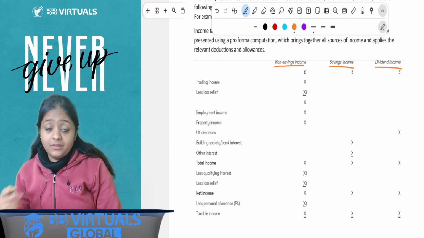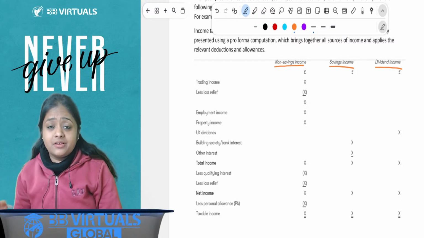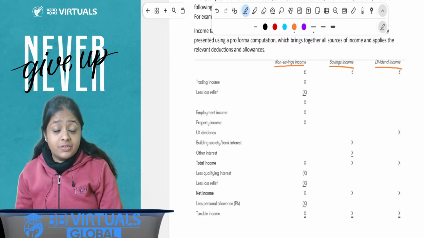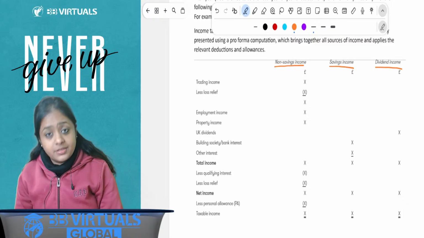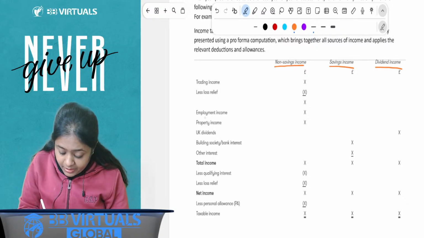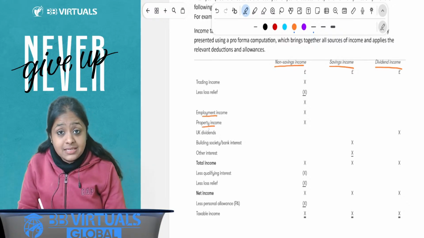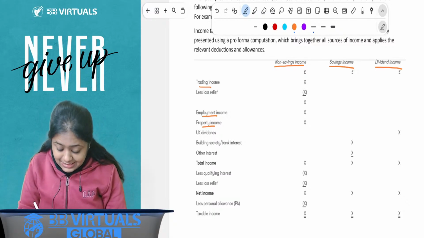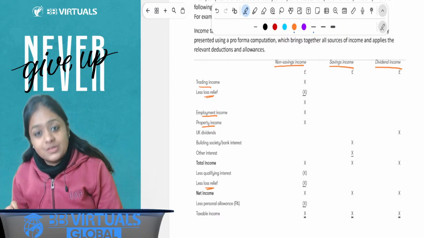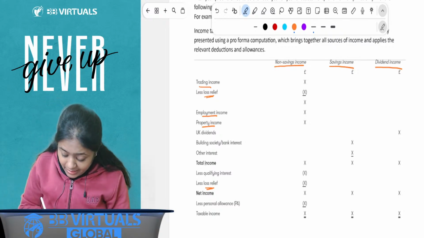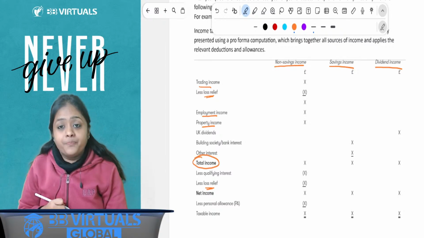We place the interest related income in the savings income. The dividend that is earned on shares is placed under the dividend income. The other income, like income from employment, income from property, business income, and trading income, that is trading profits less the losses, goes under non-savings. I told you that we will discuss losses only when we go to the losses chapter. We take all this income, put it together, and write it here as total income.